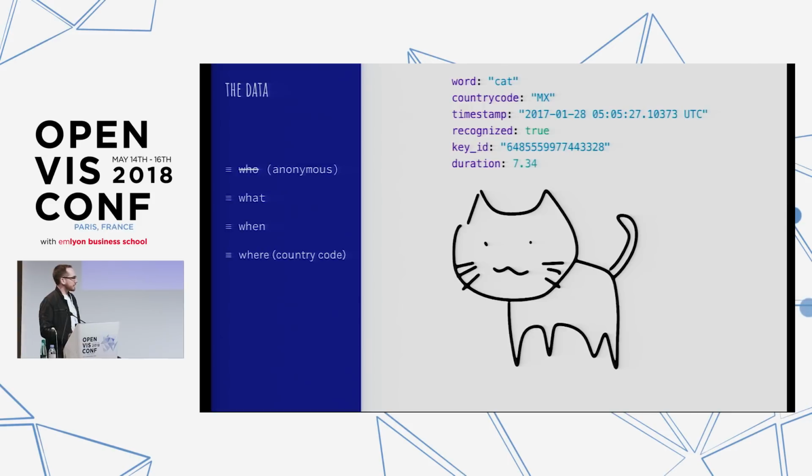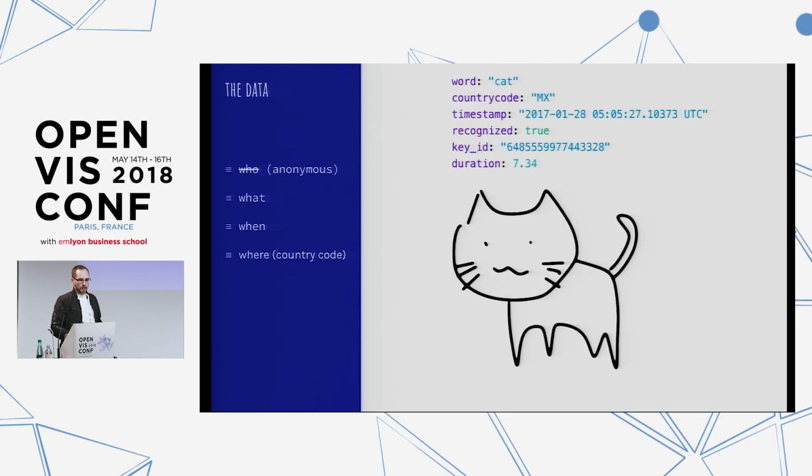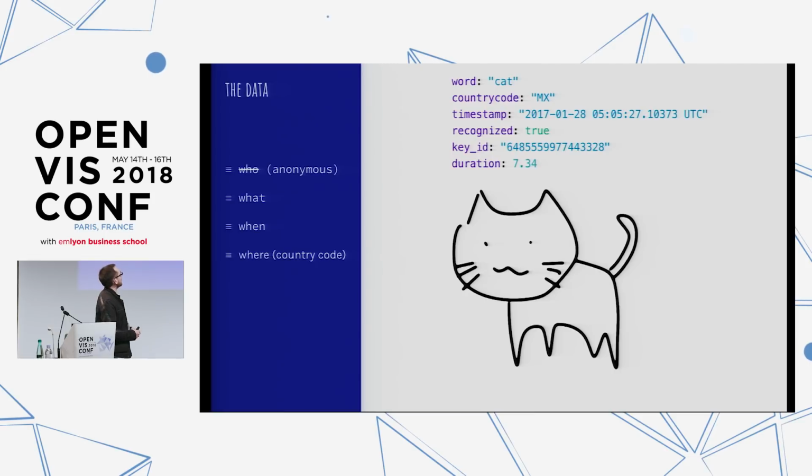But also, it has several of the properties that you might expect from a more serious data set, right? So we have categorical data, like which word the drawing is of, or the country code of where it was drawn. We also have a couple of time-based dimensions. So we have the timestamp of when it was drawn, and the duration, like how long it took somebody to draw in seconds. And of course, we don't have who drew it because it's anonymous.